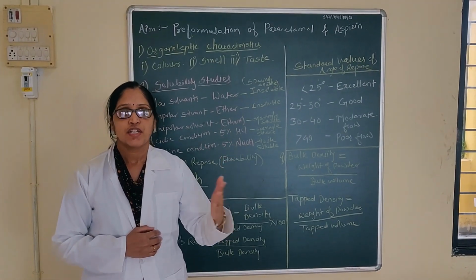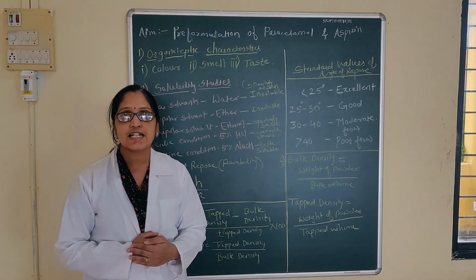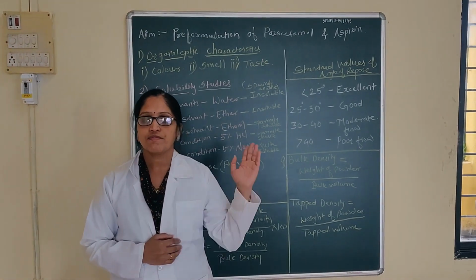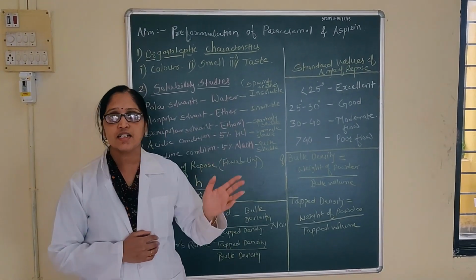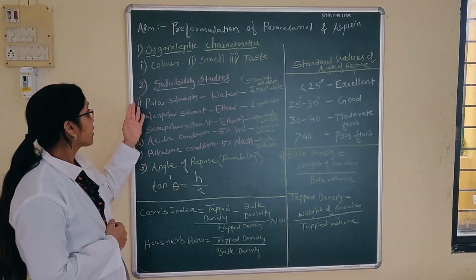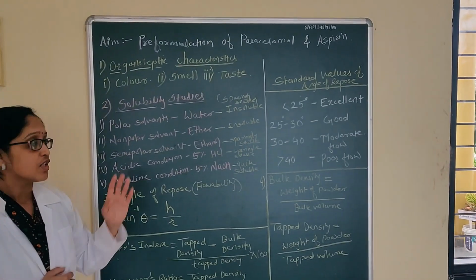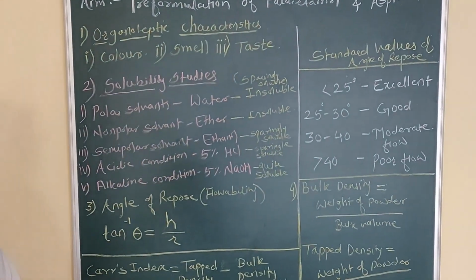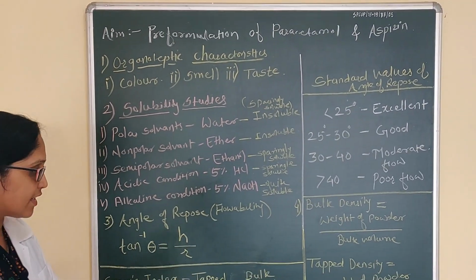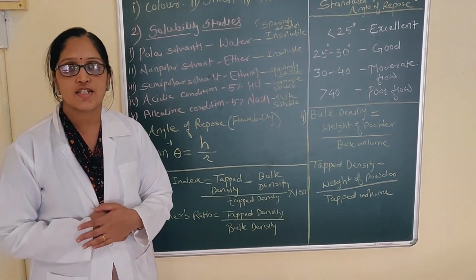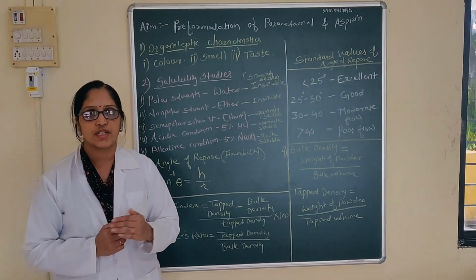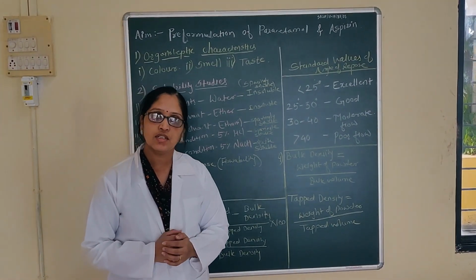Pre-formulation studies include physical as well as chemical properties of the pure drug as well as the excipients. But today we are going to learn a few parameters: organoleptic properties, solubility studies, then angle of repose, and we will see how to perform it. Then we will calculate the bulk density, tap density, Carr's index and Hausner's ratio. So, let us start with the actual experiment.